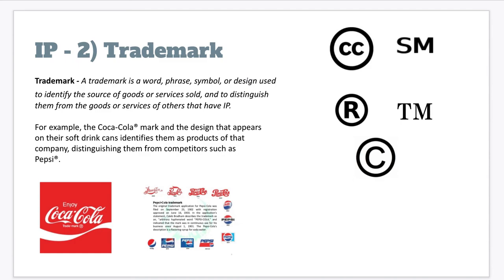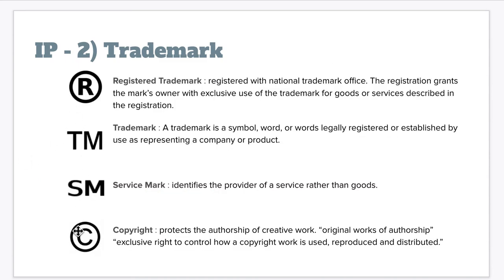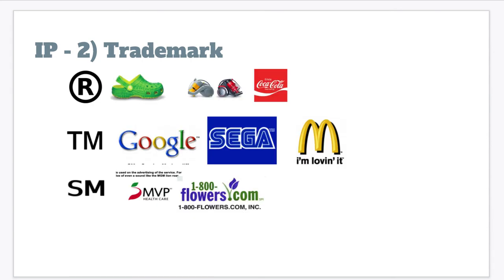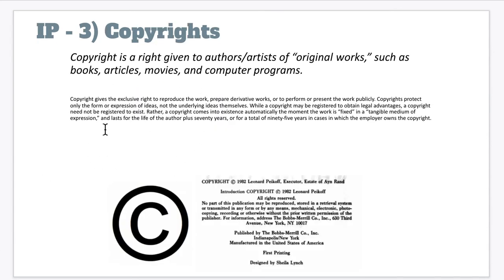These are trademarks. These little symbols are the trademarks that represent different types of legal ownership. And then here are some examples. And the last one is copyright.